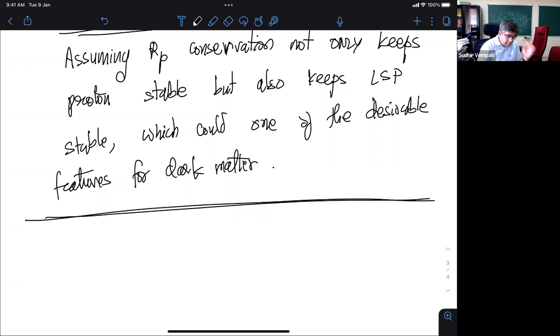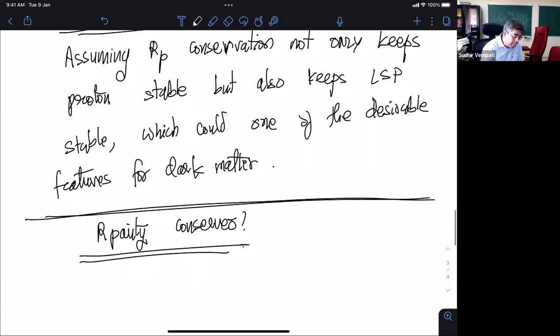But for the present, let's just assume that R parity is conserved in the rest of the lectures, because we want to have a BSM model which has dark matter and so on. Even if R parity is violated, you can have other dark matter candidates in supersymmetric theories. Okay, we'll talk about them later. For the present, let's just assume that R parity is conserved.